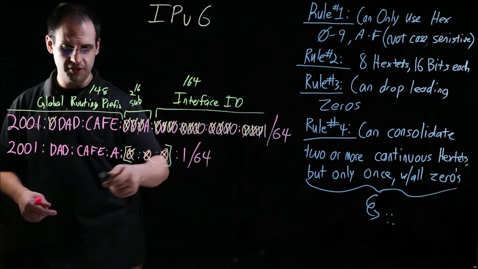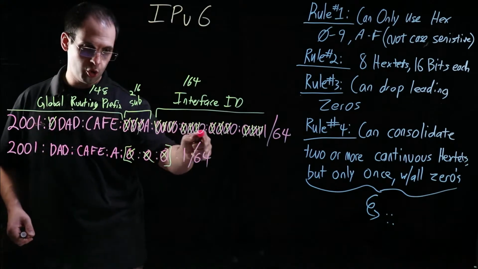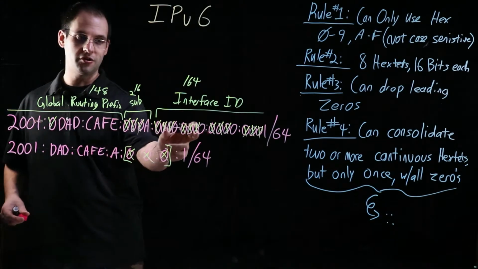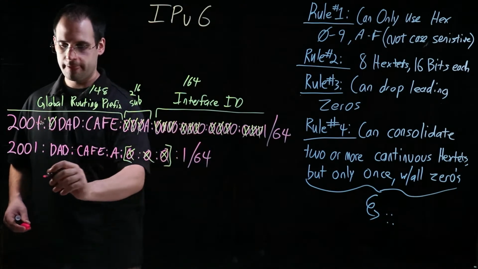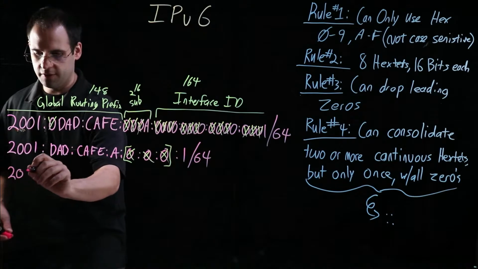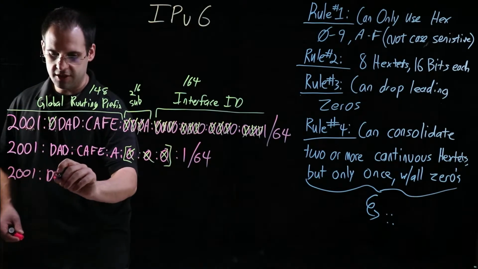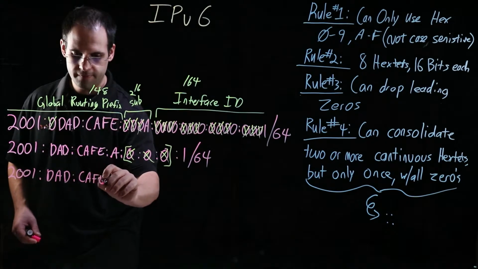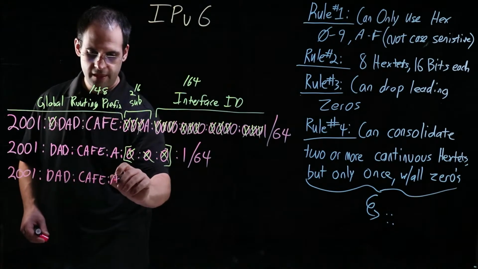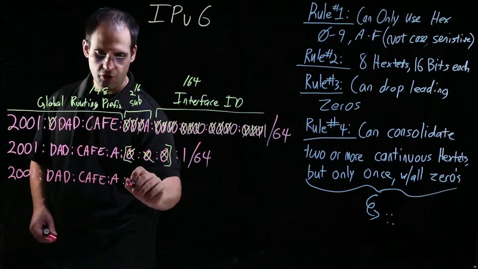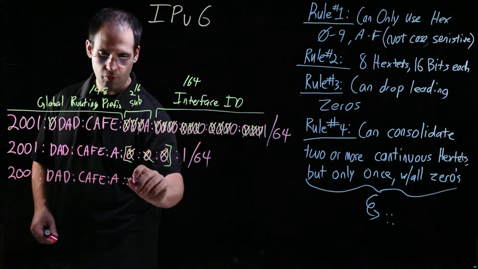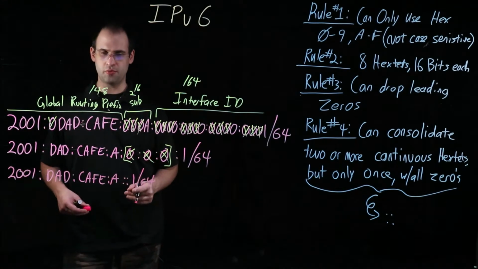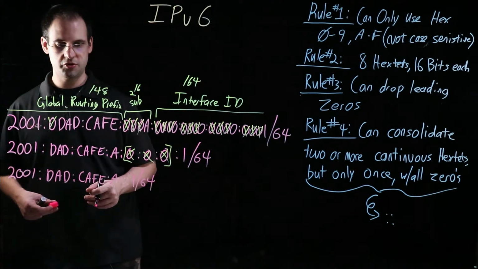So we can do this consolidation here once. It has to be all continuous zeros, though, between 2 or more hextets that are directly adjacent to one another. All right, so we can say 2001, DAD, CAFE, a double colon, 1 /64. All right, and this is as small as we can consolidate and make this network address.